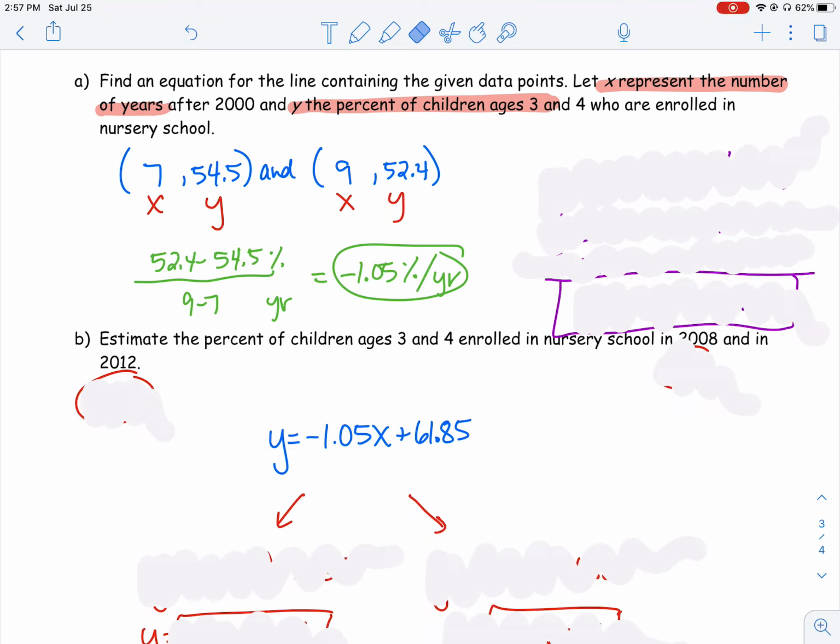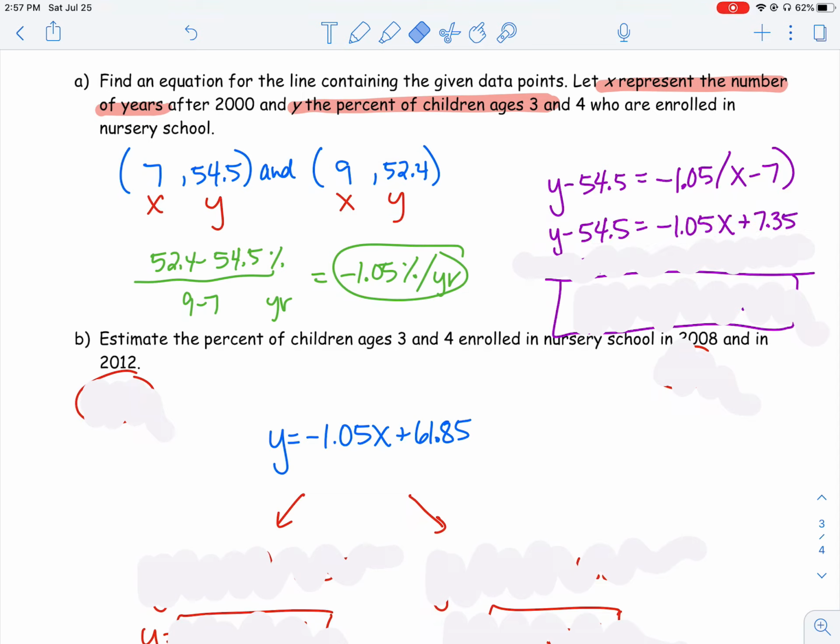Now let's take our point, any one of them, and plug it into our point-slope formula so we can find the equation of our line. I have my y minus y1 equals m times x minus x1. You notice that I used the first ordered pair. It doesn't matter. We should still get the same equation if you chose the second ordered pair. I'm going to distribute my negative 1.05 through, and add 54.5 to both sides. And I ended up getting y equals negative 1.05x plus 61.85. The 61.85 represents my y-intercept if I start at 0, and my negative 1.05 represents my slope. Remember, it's decreasing by approximately 1.05% each year.